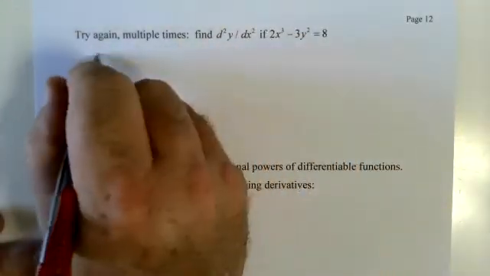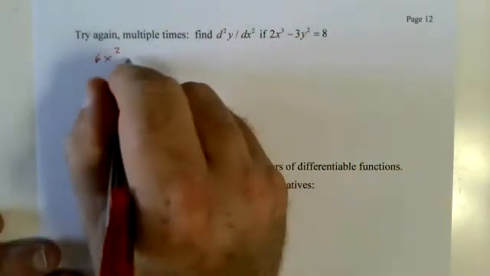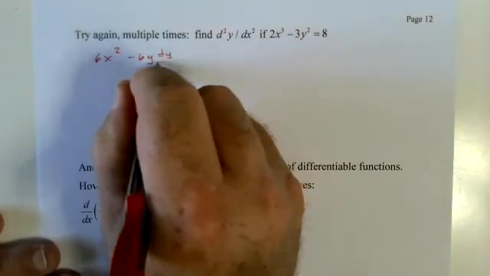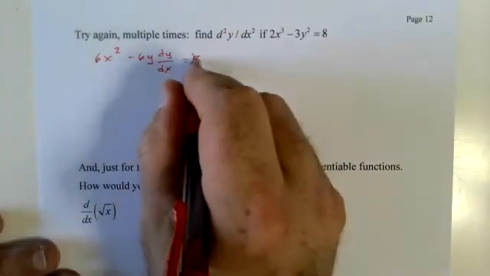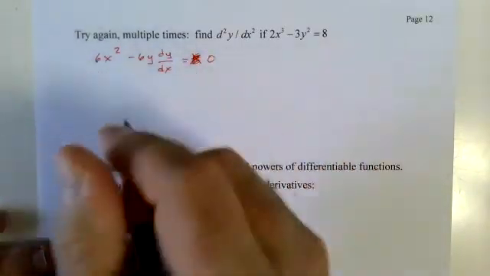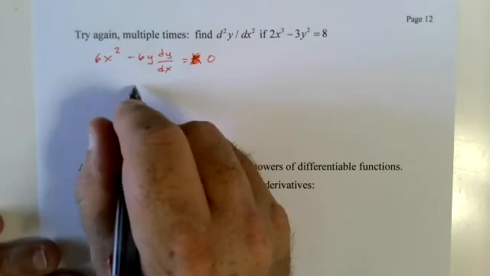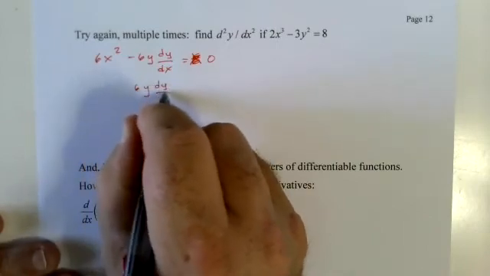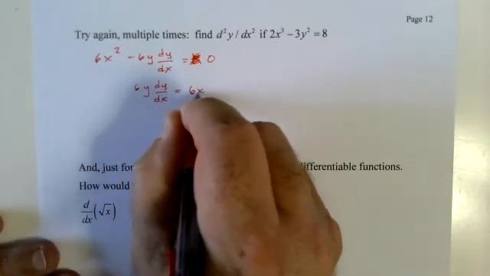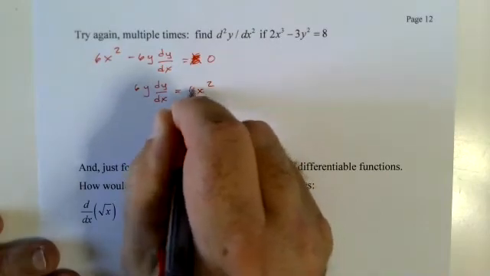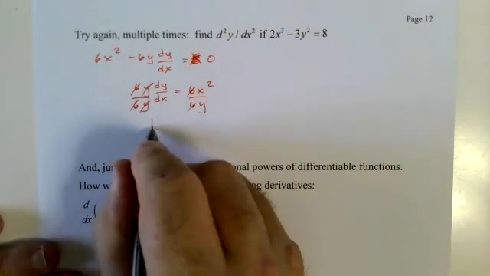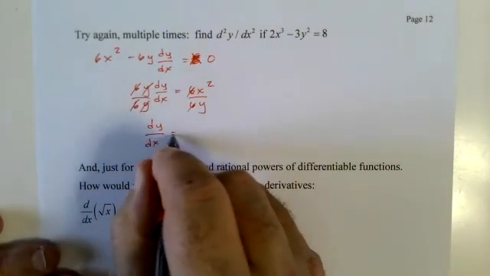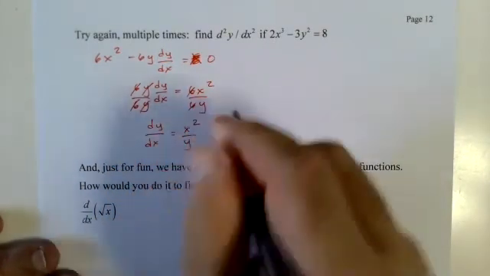So we get 6x squared minus 6y dy/dx equals 0. Can't believe I just did that. 6y dy/dx equals 6x squared, so dy/dx equals 6x squared over 6y, which is x squared over y.